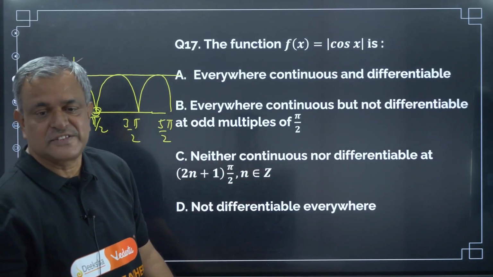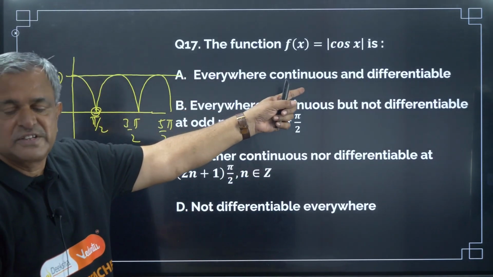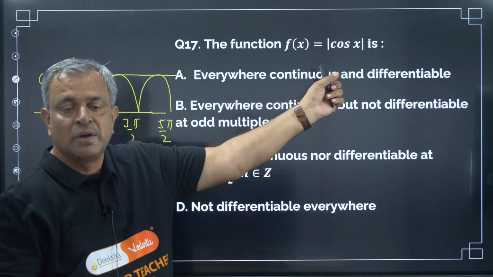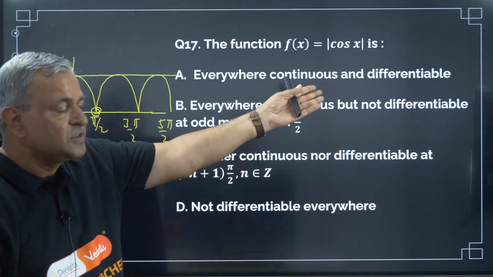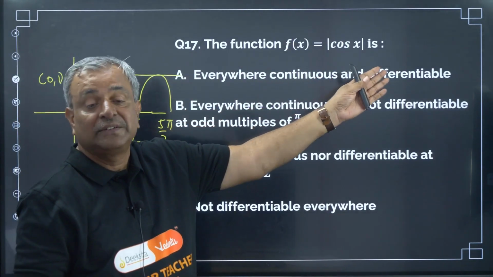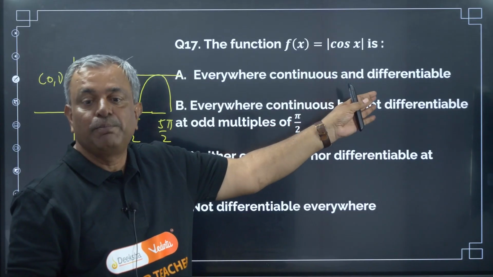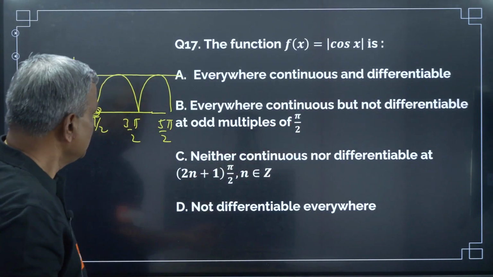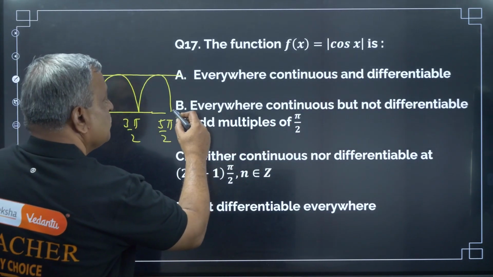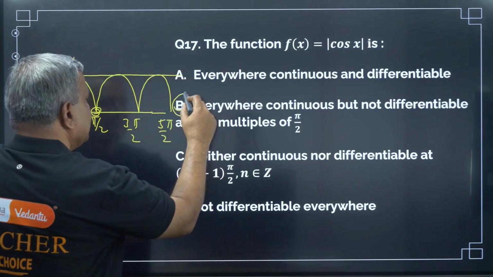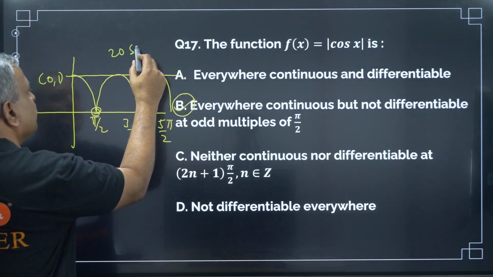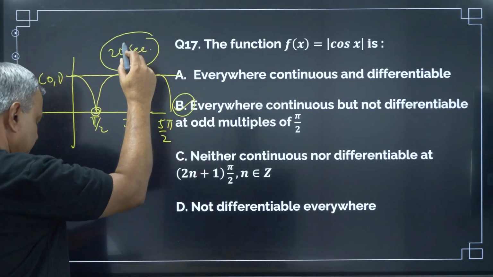It hardly takes 10 seconds because you know the mod cos x graph. You have studied it in physics also, half wave rectifiers, full wave rectifiers, the mod cos x graph. That's why graphs are also very, very important in calculus. So option B is correct. It takes hardly 20 seconds to draw the graph and do it.